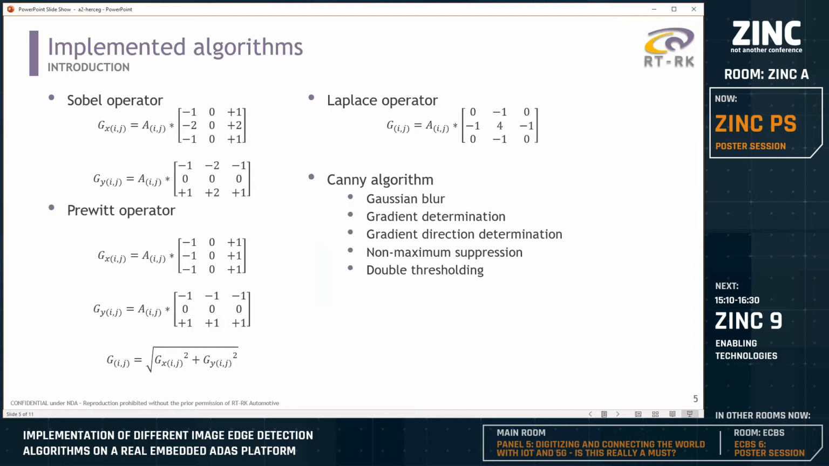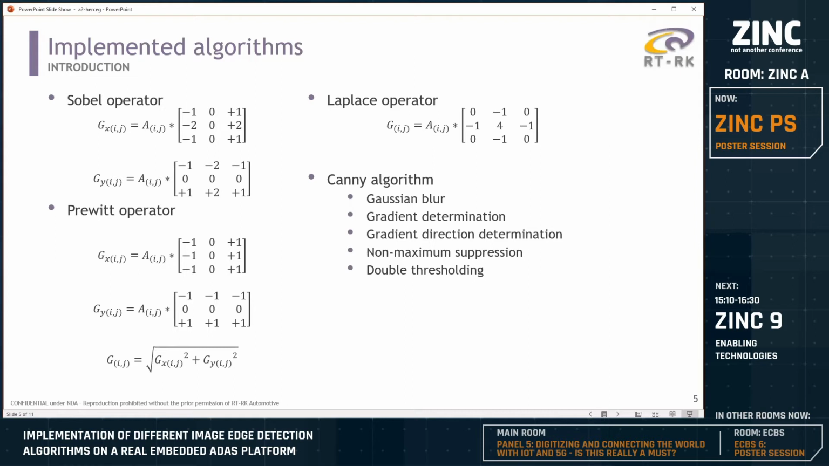The Sobel and Prewitt operators rely on two convolutional matrices to find edges, one in the x direction and one in the y direction. And then the final magnitude of the edge in a certain point is calculated as a square root of the sum of squares of the x and y edges. The Laplace operator, on the other hand, only uses one matrix, which is used to cover both directions simultaneously.